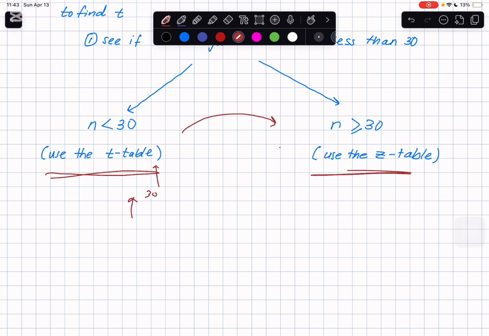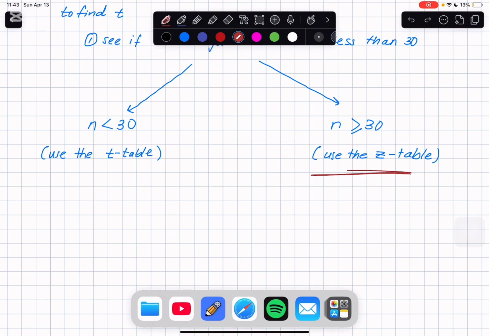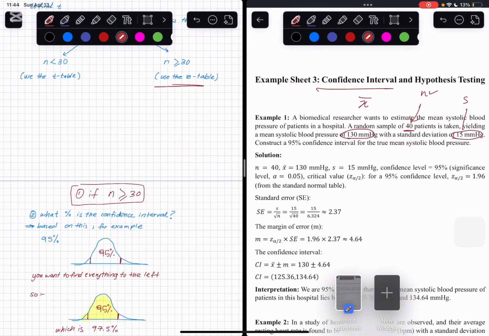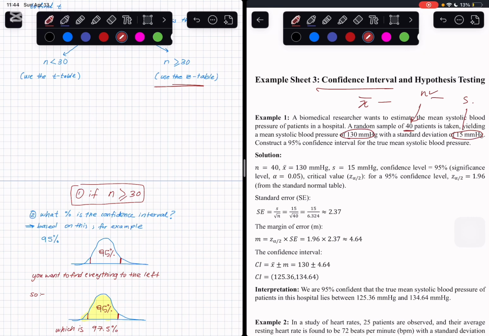Okay, so now let's go for the first question. What did they tell us in the first question? They told us we have the x bar, we have the n, and we have the s. So the first thing you want to check is that you have these three givens. The second thing you want to do is look at the n. Is the n greater or equal to 30, or less than 30? Here it's 40. So we know that n is greater or equal to 30. So this is the first approach.